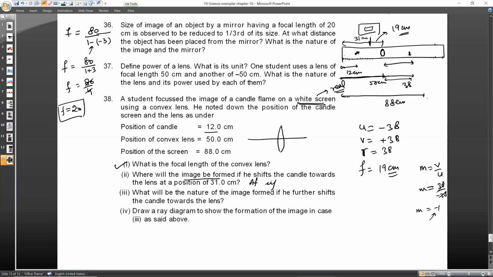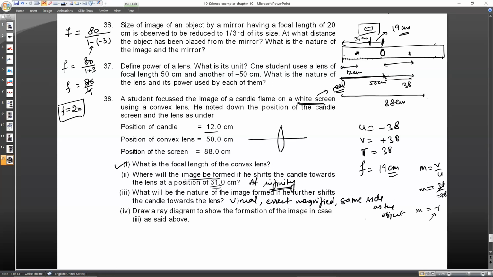Yes, infinity. Image will be formed at infinity. Okay. What will be the nature of the image formed if we further shift the candle towards the lens? Tell me. Virtual. Yes. If we further shift, it means he is shifting the candle between focus and optical center. Because if we shift the candle again, the image is virtual, erect, magnified, and on the same side as the object.